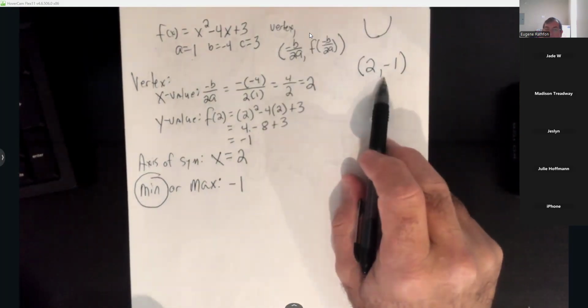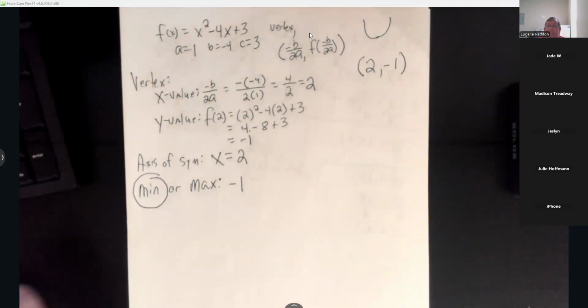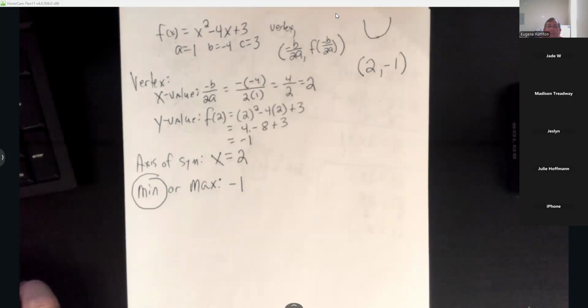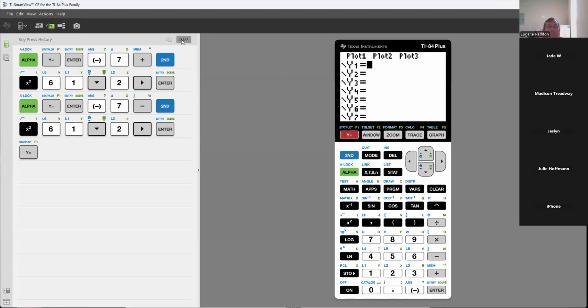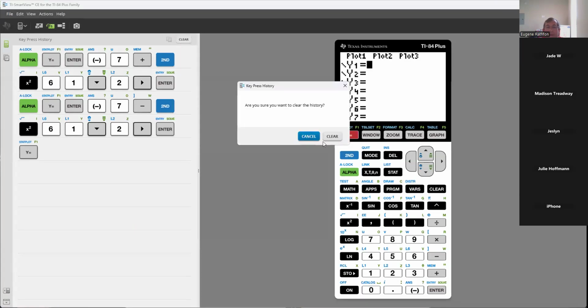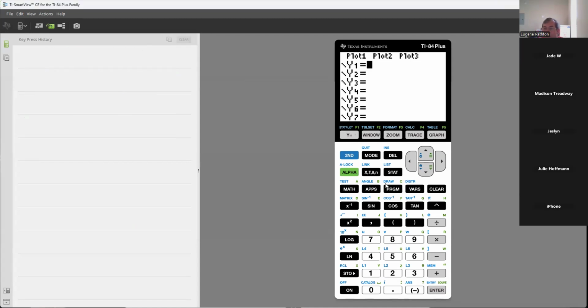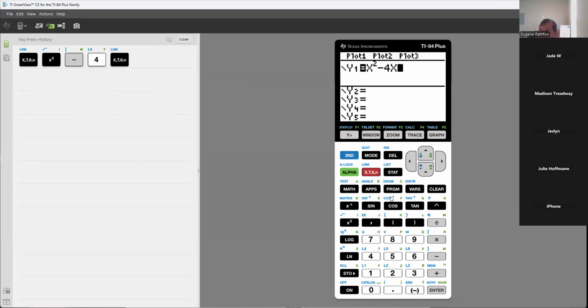Now, when I graph it, 2, -1 will be my first point. And y'all, let me show you what I'm going to do to get my other 2 points. I'm going to go to Y equals. And I'm going to put in x squared minus 4x plus 3. Now remember, my vertex was 2, -1.